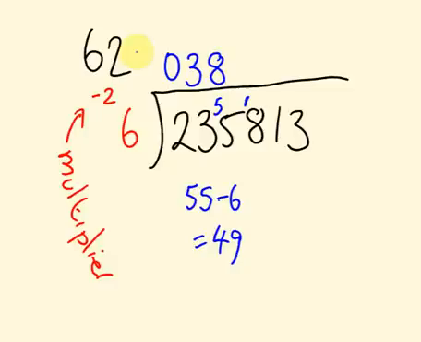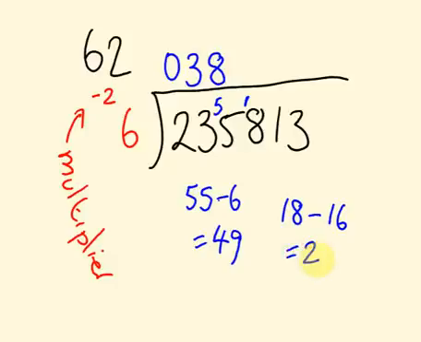Alright, that leaves us with this next number, which is 18. What are we going to do with this 18 now? Well, 8 times -2 is -16. So we're going to take that off. So 18 take 16 equals 2.